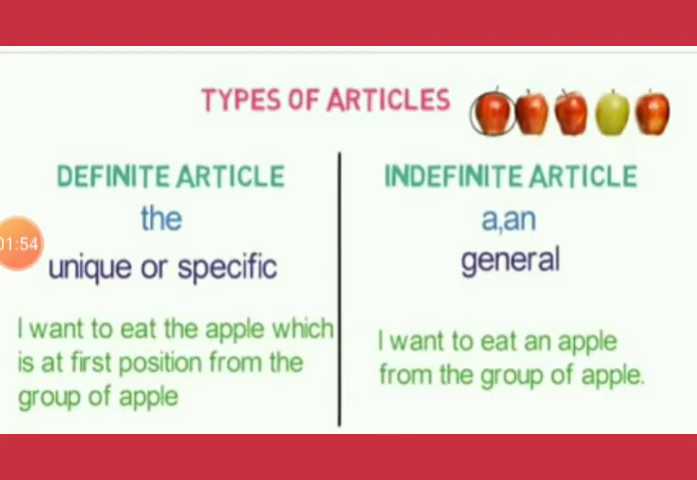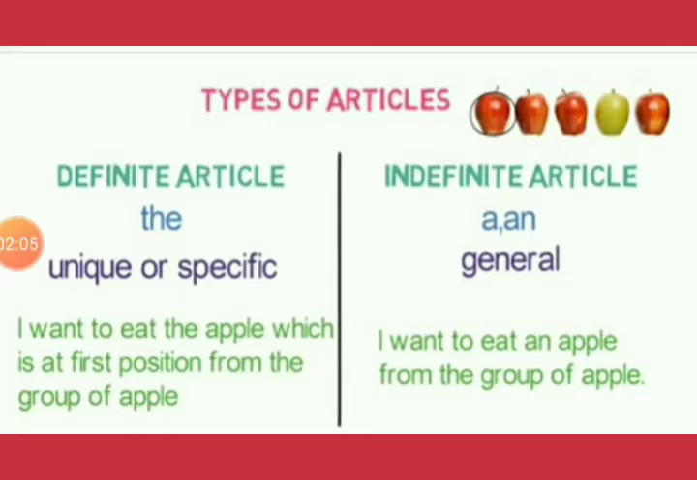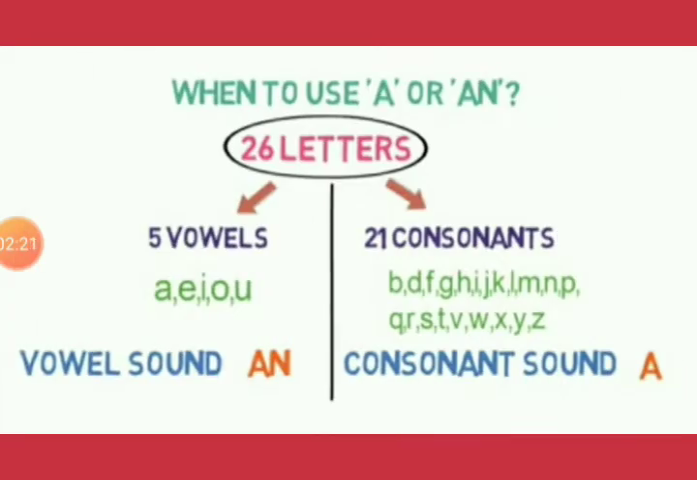Look at the definite article. I want to eat the apple which is at the first position from the group of apples. That is specific, and that we call a definite article. Is it clear, children?